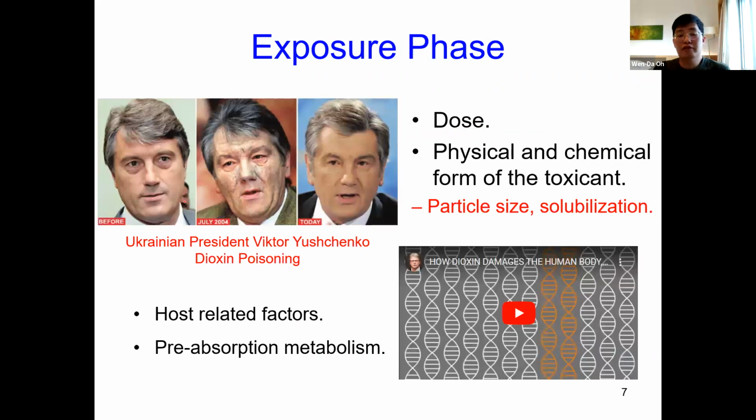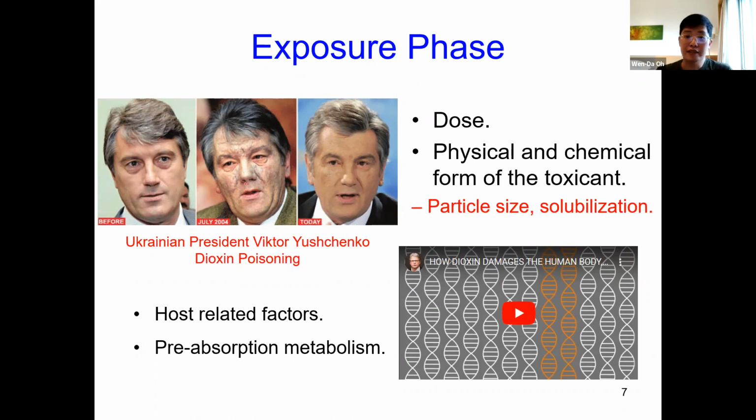Okay, so in terms of exposure, some of the things that are quite important: one is the dose. Exposure is dependent on how much you're exposed to. If you have been exposed to a lot of chemicals, a lot of the toxicant, of course you suffer higher effects compared to people who are exposed to just a fraction of that. You also look into the physical and chemical form of the toxicant, like the particle size. You can have large particle size. If it's a large particle size, then of course absorption will not likely happen.